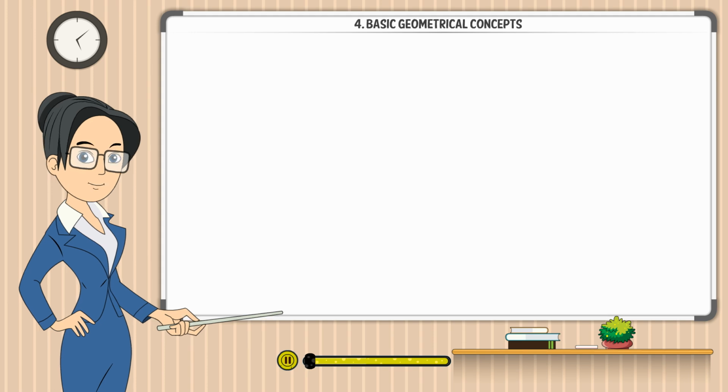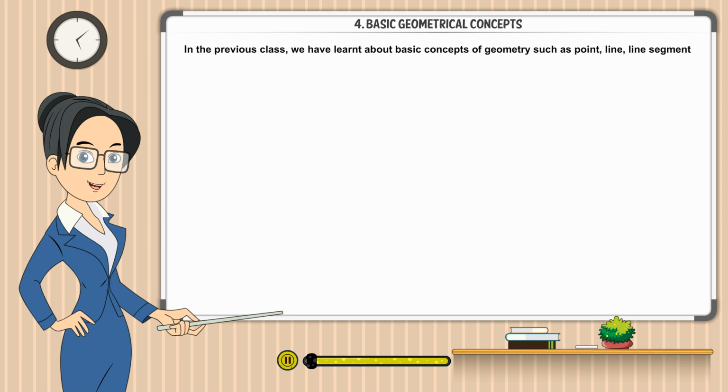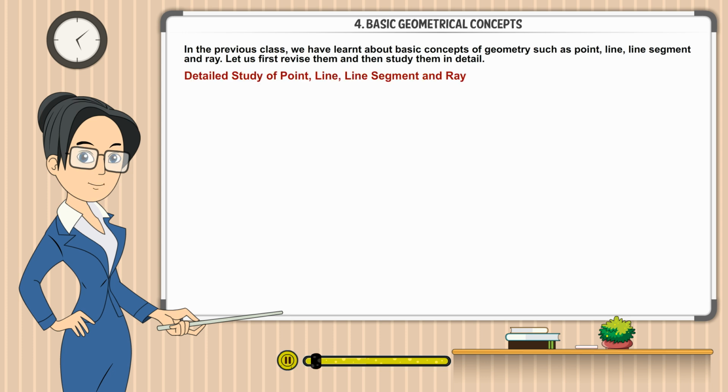Chapter 4. Basic Geometrical Concepts. In the previous class, we have learnt about basic concepts of geometry such as point, line, line segment, and ray. Let us first revise them and then study them in detail. Detailed study of point, line, line segment, and ray.